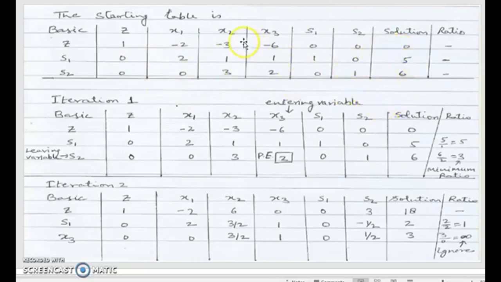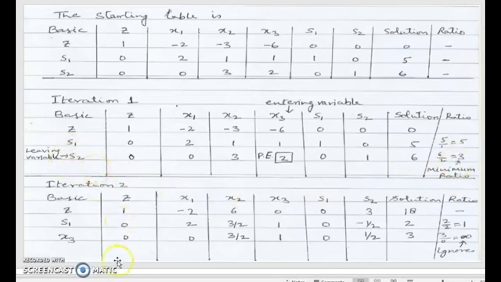Now we see which one is the most negative in the Z row. So minus 6 is the most negative. This x3 becomes the entering variable, and this column becomes the pivot column. For finding the leaving variable, we divide the solution by the corresponding pivot column elements. So 5 upon 1 is 5, 6 upon 2 is 3, and we select the minimum value. 3 is the minimum value. If in any case we get a negative value or infinity, we ignore them. So corresponding to 3, the leaving variable becomes s2.